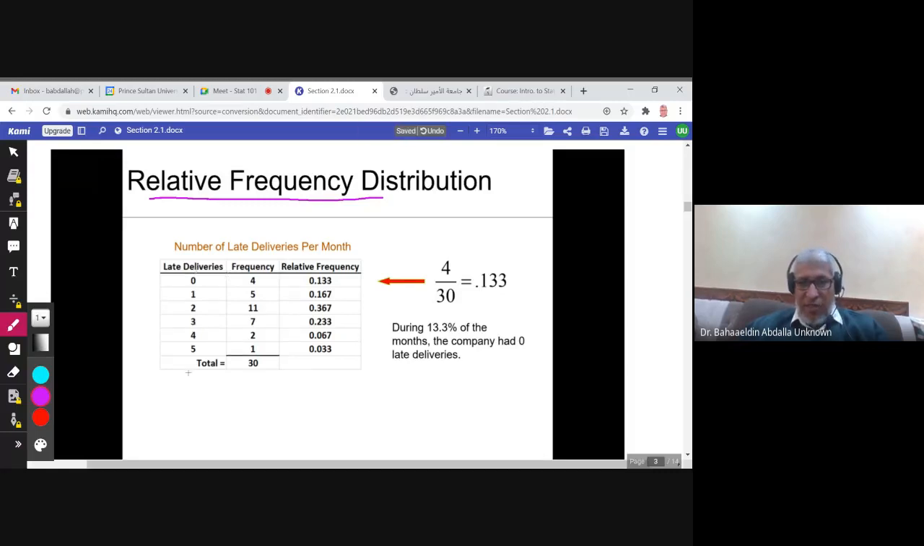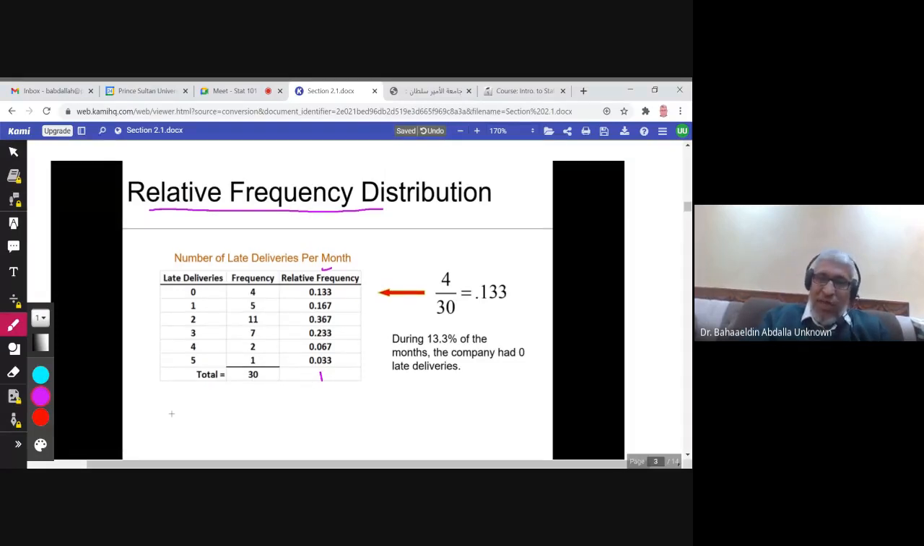Here are the categories, here the frequency, and here the relative frequency. You need this column in this case. You divide 4 by 30, you get 0.133, you put it here. And 5 divided by 30, you put it here, and so on. If you add all the frequencies, you get small n. If you add all the relative frequencies, you get 1. And 30 divided by 30 is 1. So the total of the relative frequencies is 1. Good. So this is a frequency distribution and relative frequency distribution.